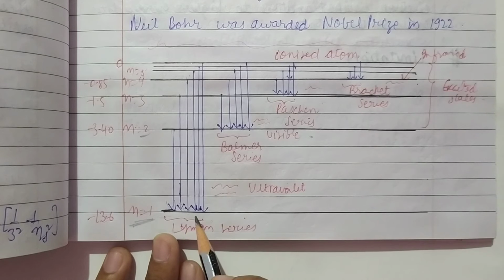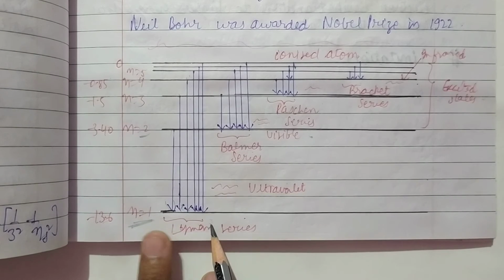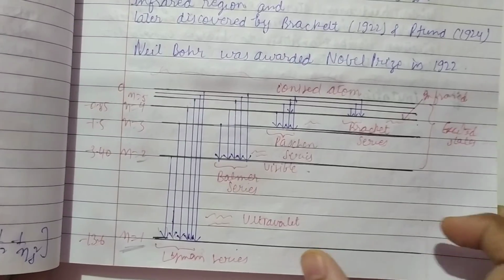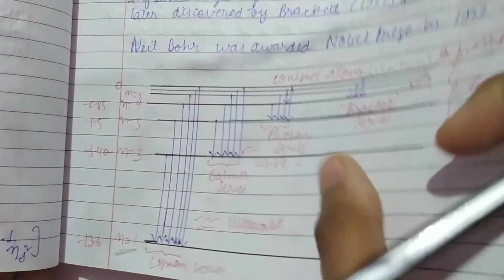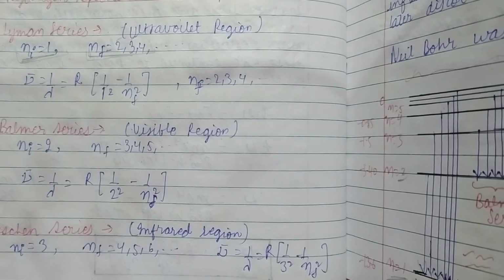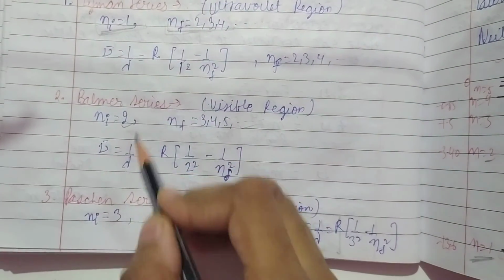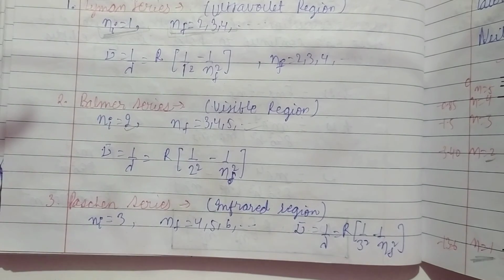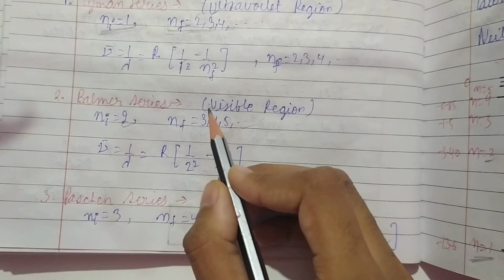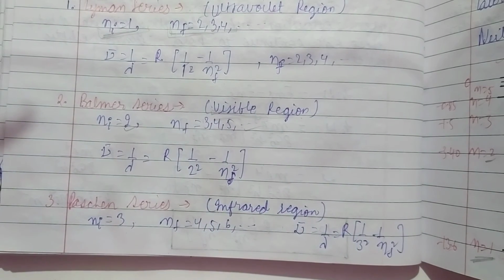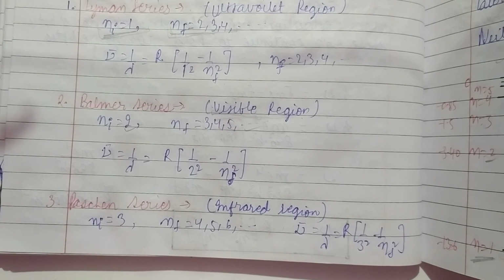What is the Balmer series? The Balmer series starts from the levels 3, 4, 5 and so on, and ends at level number 2. The region in which they are observed is the visible region. Now, what is the Paschen series? The Paschen series starts from levels 4, 5, 6 and so on, and ends at the third level.